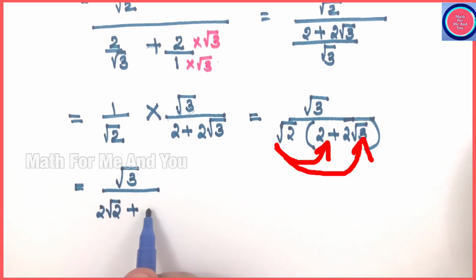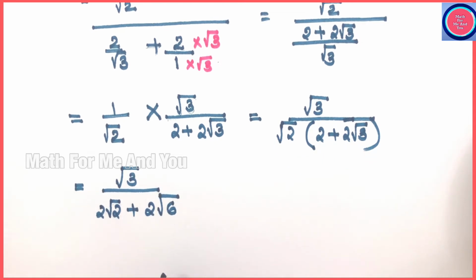So we get 2 root 2 plus 2 times root 2 times root 3, which we can write under one root as root 6. So we get 2 root 2 plus 2 root 6. We can see in this fraction the denominator contains roots. So we have to eliminate the roots.